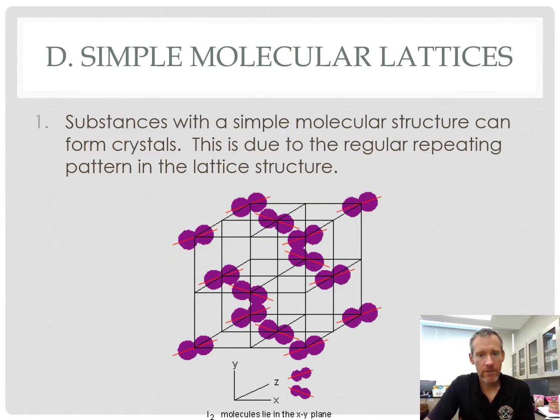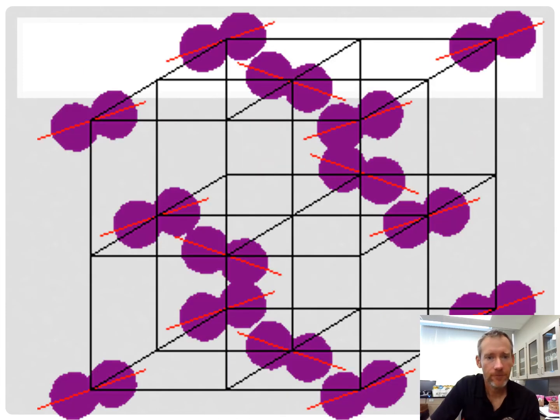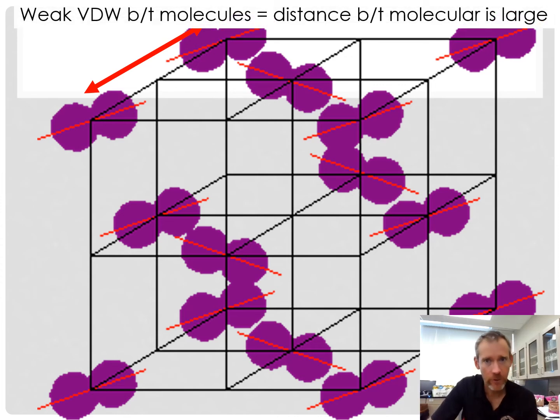All right, simple molecular structures. These are your gases basically, and some solids, but they have weak van der Waals forces. Some can form a crystal structure if they're solid. Okay, so this is between the molecules. You can see it forming a crystal structure, but they do have weak van der Waals forces. That's why you can make them into gases very easily.